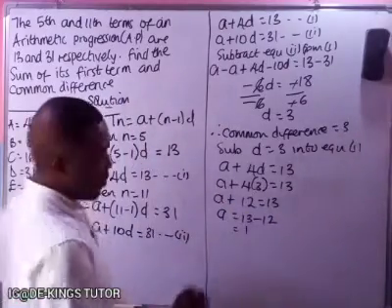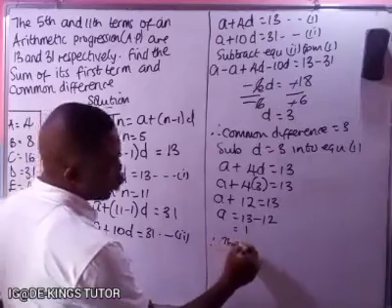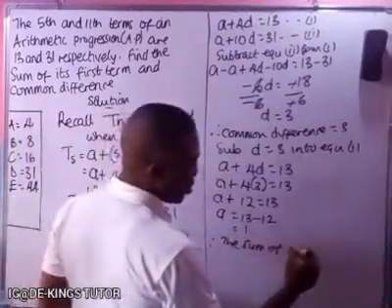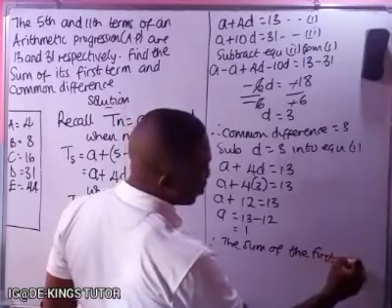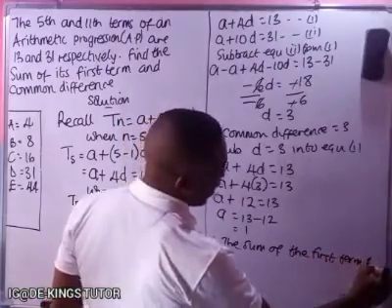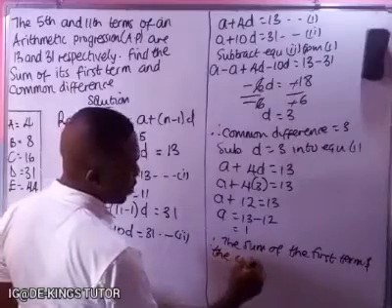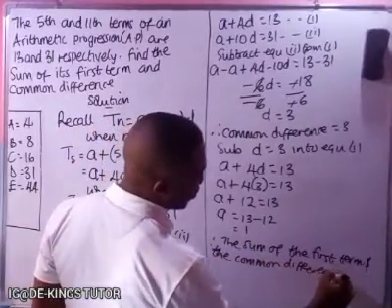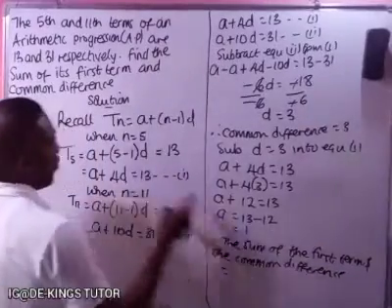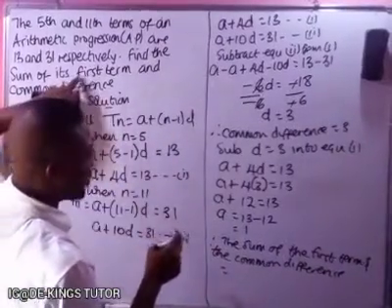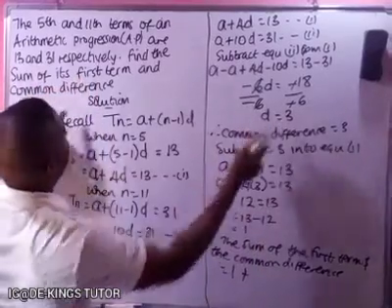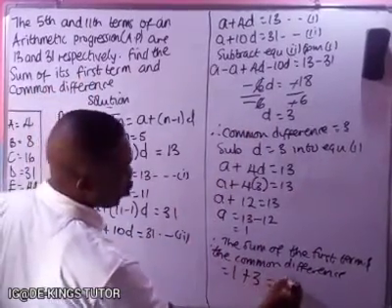1. Okay. So we said, therefore, the sum of the first term and the common difference is equal to, now what's the first term? The first term here is 1. That's 1 plus, while the common difference is 3. So 1 plus 3 equals what?